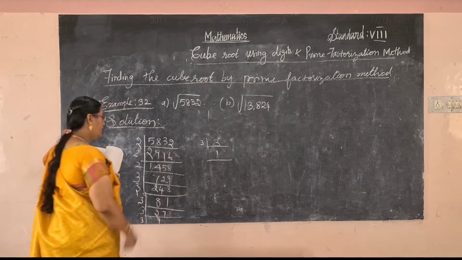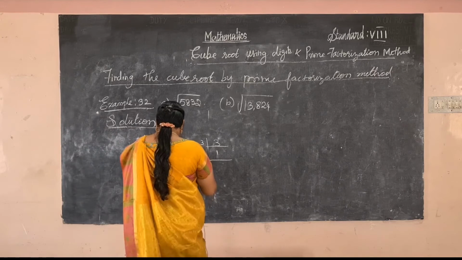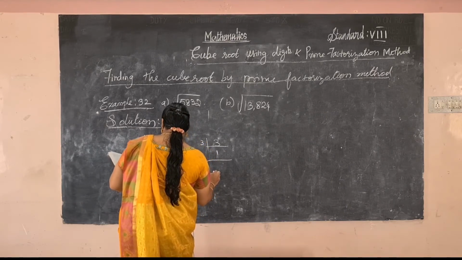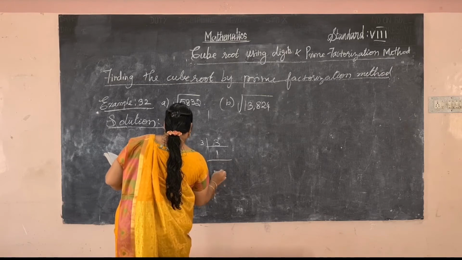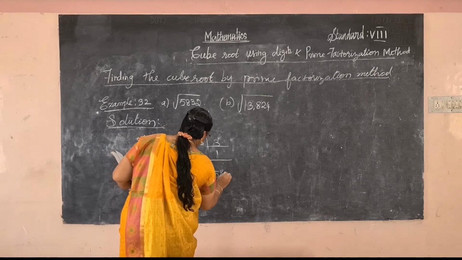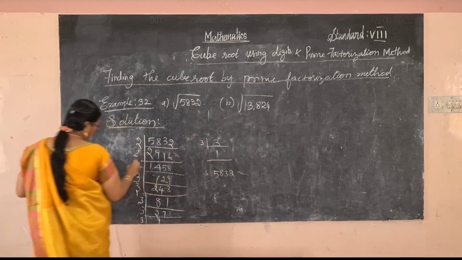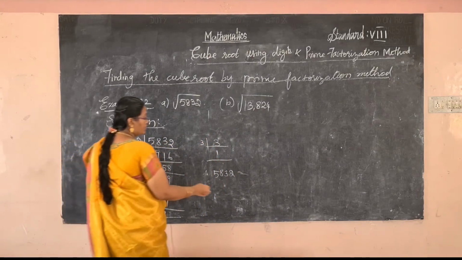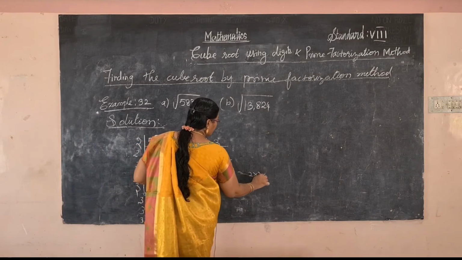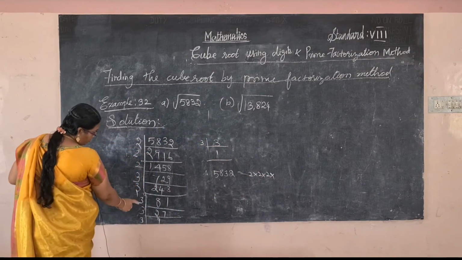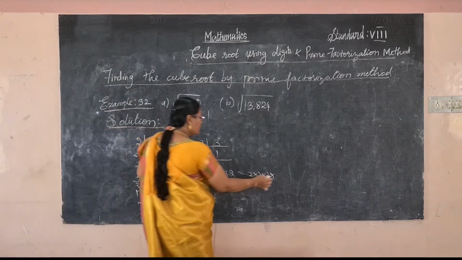Okay, now write the factors. Therefore the factors of 5832 are equal to: how many times is 2 repeated? 1, 2, 3, 3 times. 2 into 2 into 2, and 3 is repeated 6 times.